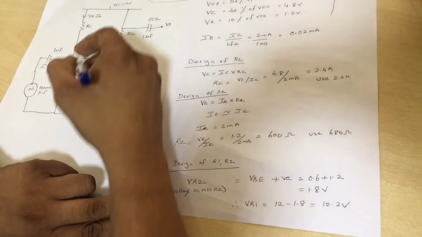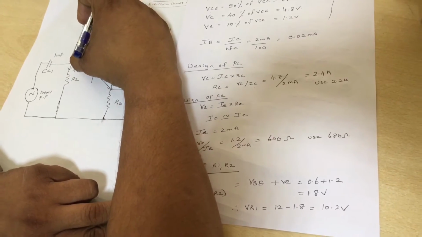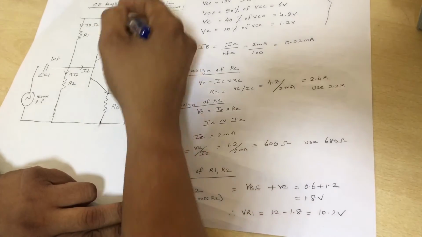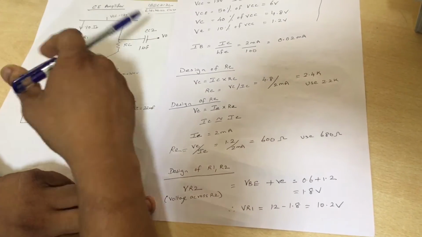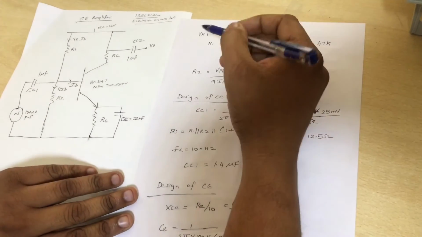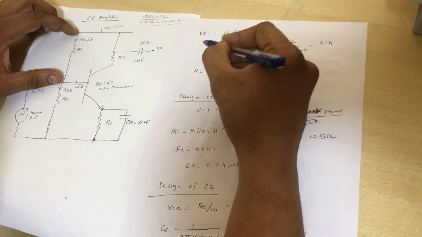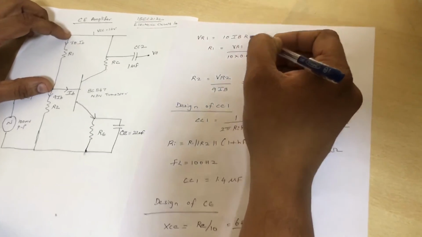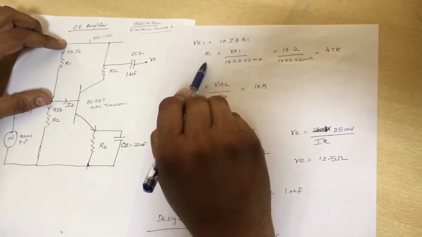And the rest of the voltage will be dropped across the resistor R1. So VR1 is nothing but 12 minus 1.8, which comes to 10.2 volts. Right, now we're going to see. The voltage across R1 is nothing but 10 IB into R1, and we can calculate R1.